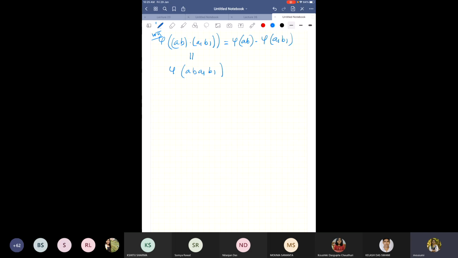Now I would like to show that this is the same as this one. But what is this side? Phi of AB is nothing but the corresponding left coset of A, into the corresponding left coset of A1. You now know how to take the multiplication of two left cosets: you just multiply the corresponding elements. So now if I try to make it equal to this one, I have to bring this A1 somehow before this B, isn't it?